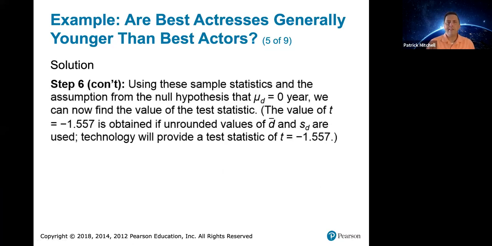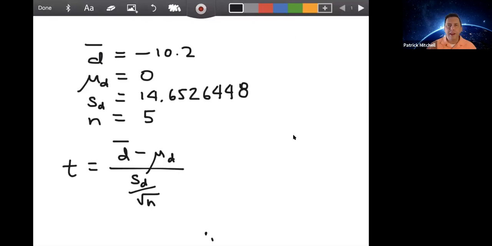Using these sample statistics and the assumption from the null hypothesis that mu sub d equals 0, we can now find the value of the test statistic. The value of t equals negative 1.557 is obtained if unrounded values of d bar and s sub d are used, and technology will also provide a test statistic of t equals negative 1.557. Okay, and I just realized they wanted us to take their word for that on that t-score calculation. Let's not take their word for it.